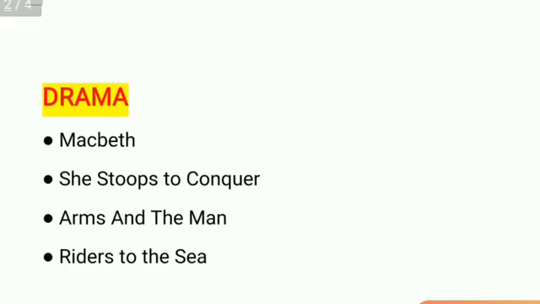In the drama section, there are 4 dramas prescribed for you. The first one is Macbeth. You know, this one is by William Shakespeare. The second one is She Stoops to Conquer. The third one is Arms and the Man. And the fourth one is Riders to the Sea. So there are only 4 dramas in your syllabus for SLST class 11 and 12.